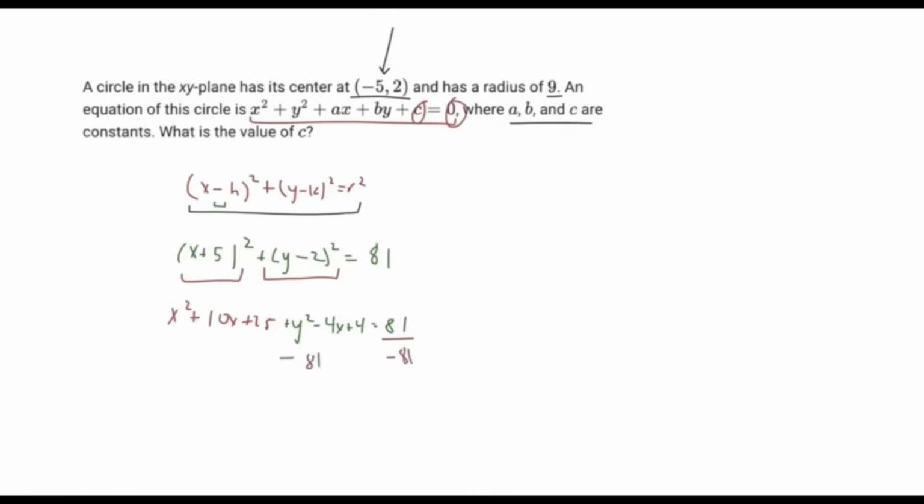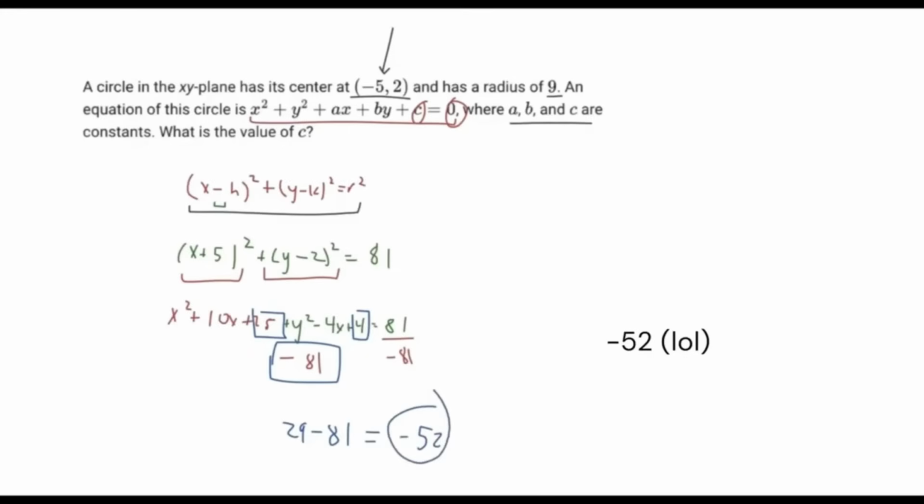And then once we subtract 81 on both sides, we just want to combine like terms, right? We have a +25 here, a +4 here, and then a -81 here. So here we just have 29 minus 81. And 29 minus 81 will give us a value of -54. And therefore we can determine that the value of c here is just going to be -52.